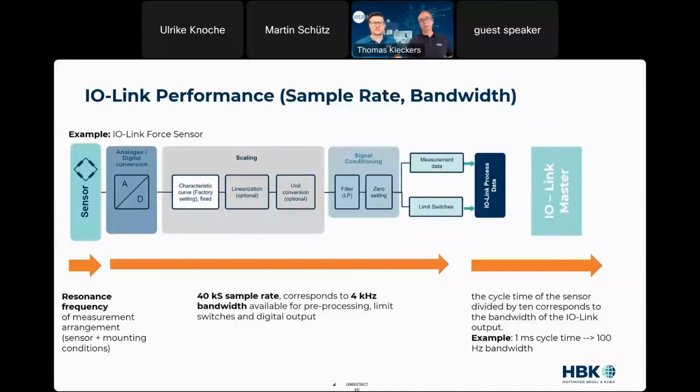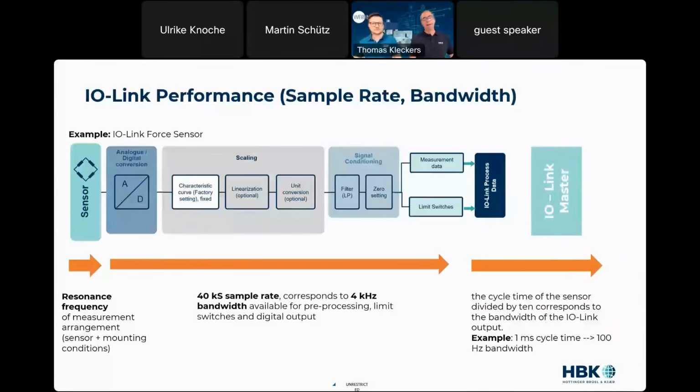Internally, the amplifier for force and torque is running with 40 kilosamples. That means we have 40,000 measurement values per second. Another golden rule of thumb is 1/3 of that is the bandwidth internally. So we have internally a bandwidth of 4 kilohertz, and for the very, very most applications, I would say for all applications in the industrial world, this is fair. So 4 kilohertz is something we can do internally, and your limit switches, your digital out, will go with that frequency.